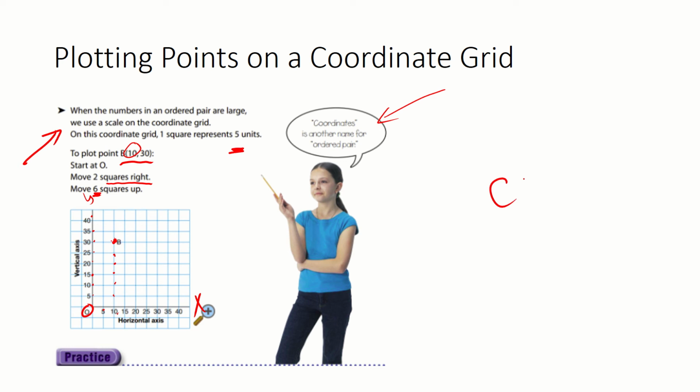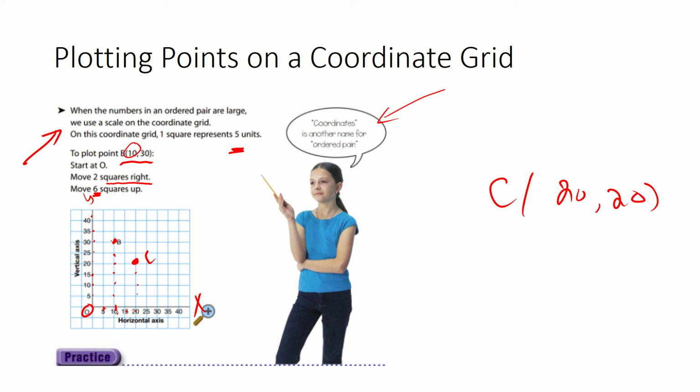Let's say I wanted to know C, and I gave you the coordinates 20 and 20. What I would do is count 1, 2, 3, 4 squares, because now I'm at 20, and then I would go 5, 10, 15, 20 right here, and I would get C.